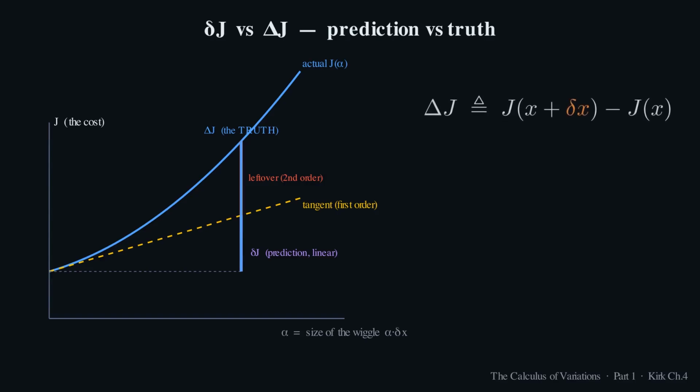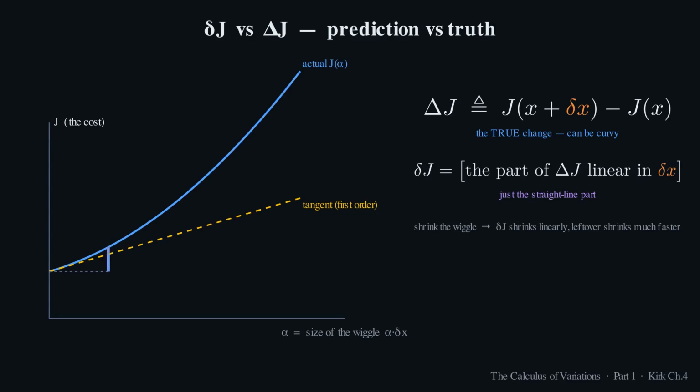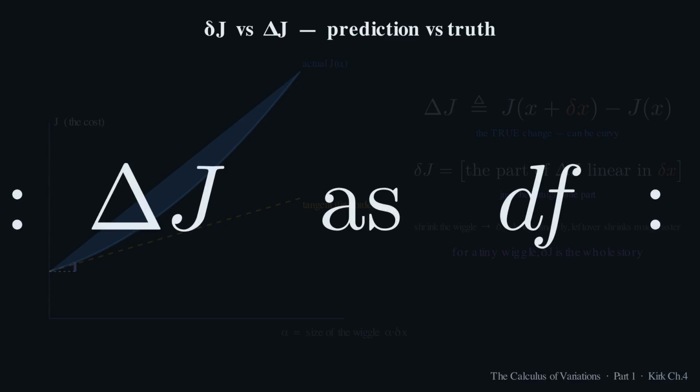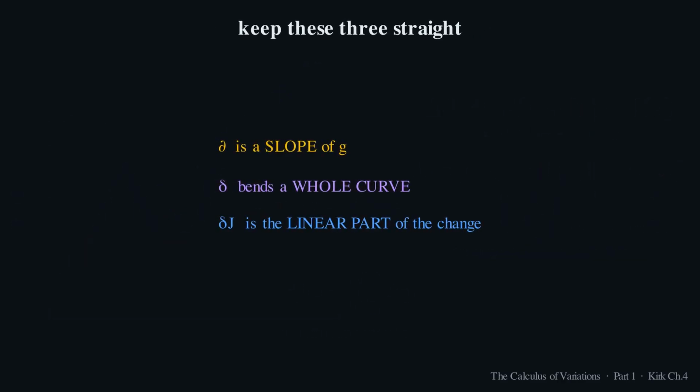And the two connect. You build delta J by adding up all those little rate times amount pieces along the path. One last pair. The increment, capital delta J, is the true change in cost when you bend the curve, and it can be curvy. The variation, little delta J, is just its straight line part, the first order prediction. Shrink the wiggle by 10 and delta J shrinks by 10, but the leftover shrinks by 100. So for a tiny wiggle, the straight line is the whole story. Keep those three ideas, and every line of the derivation that follows reads like plain arithmetic.